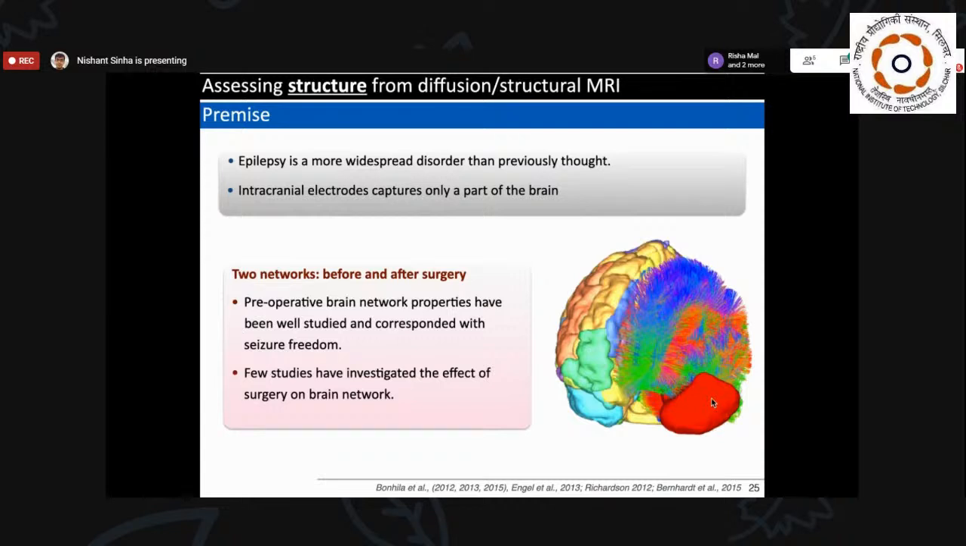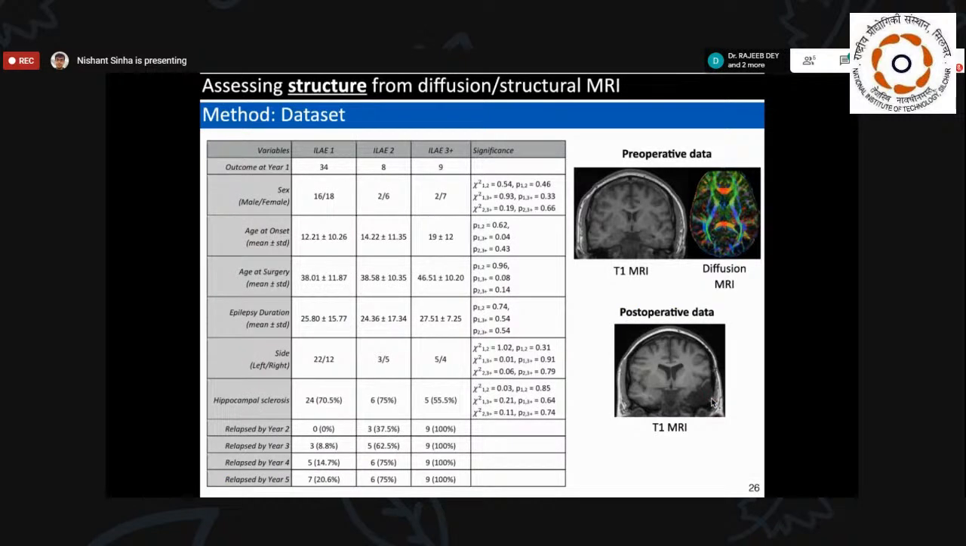The data that we have used here is from our excellent collaborators from UCL. We have data for a total of 51 patients in this study. 34 of these patients had ILAE outcome 1, which means they were completely seizure-free. 8 of them had an ILAE outcome of 2, which means these patients were seizure-free, but they were having auras after the surgery. And 9 of them were not seizure-free, meaning they had an ILAE surgical outcome of 3 and above.